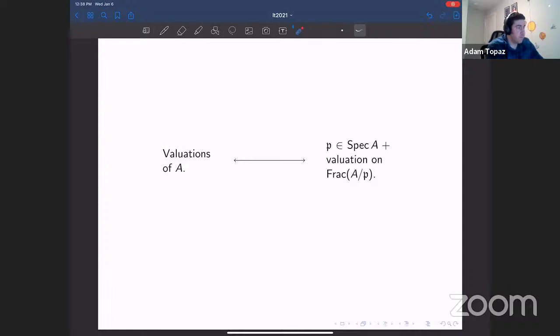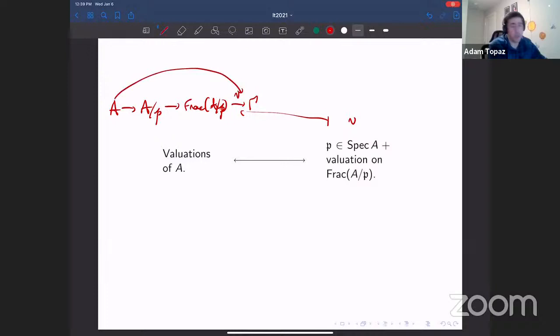Maybe I can give you the correspondence in this direction. You take V to the map that sends A to A mod P to the fraction field of A mod P goes to gamma, where this is V. Okay, so the composition here is going to be a valuation of the ring A.